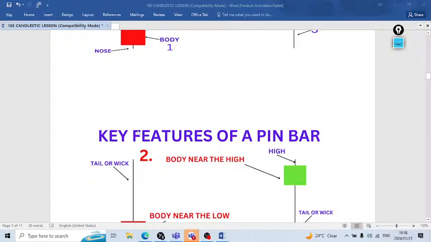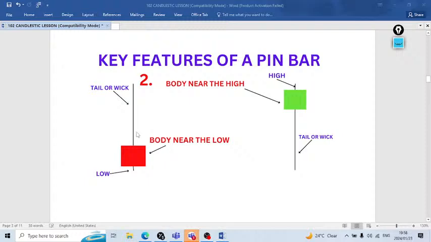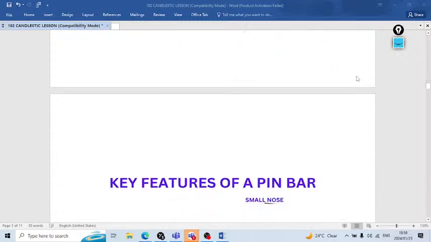Then another key feature is that when we are looking at pin bars, the body of the candle mustn't be located near the middle here. We are now talking about a bearish pin bar, which is a shooting star. The body must be located near the low of that particular candle, not here at the middle, because it would look like a doji candle. Then when we're talking about a bullish pin bar or a hammer, the body must be located near the high. That's another feature that we can talk about.